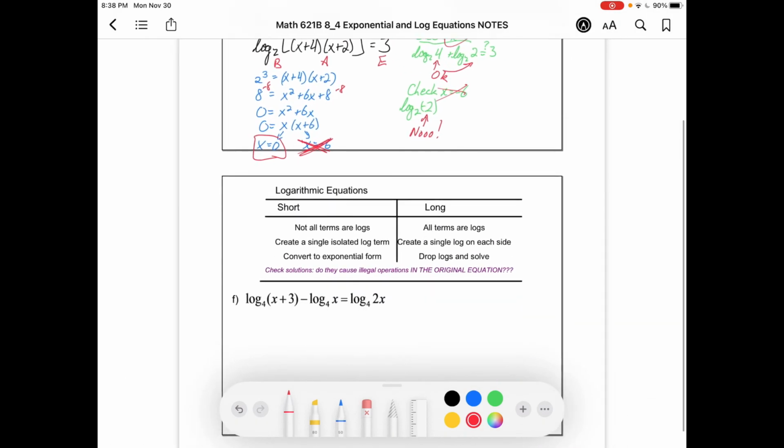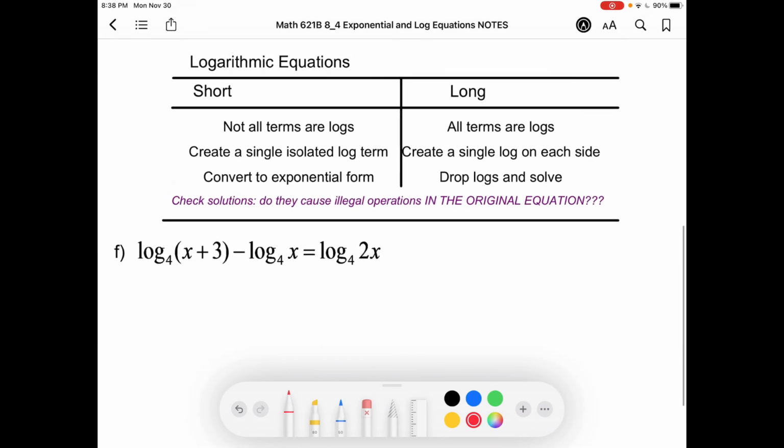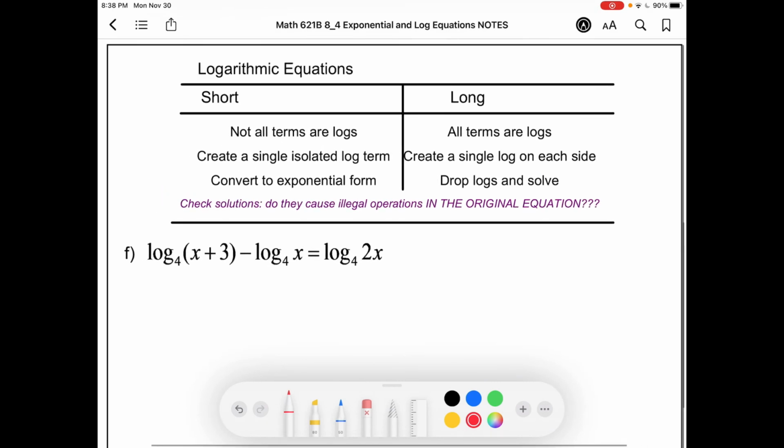One last one. So logarithmic equations. Short or long? Let's see. Are all the terms logs? Yes, they are. So this is what we might call a long. Create a single log on each side. Oh my, look, we've got 2 logs on the left side, but I can put them together using quotient law.